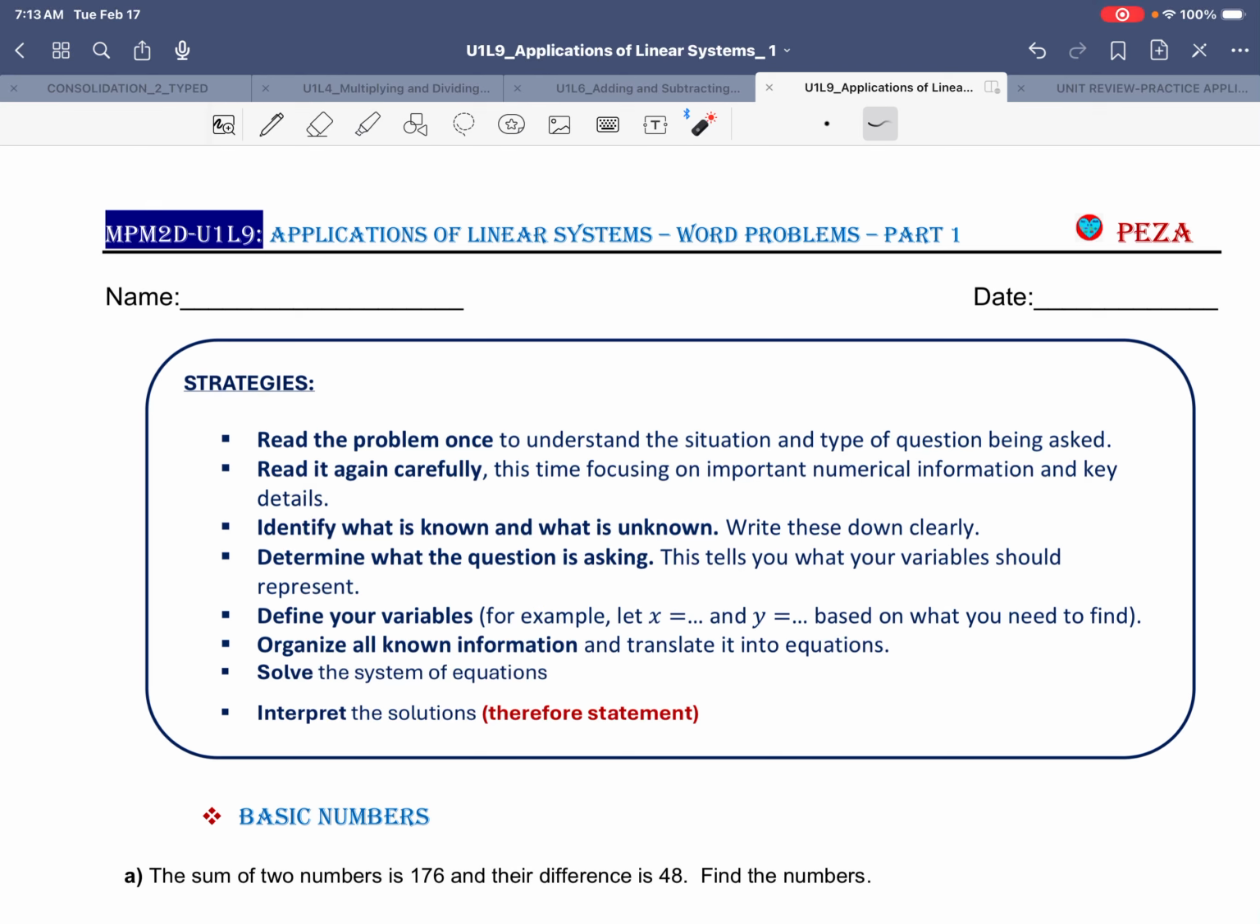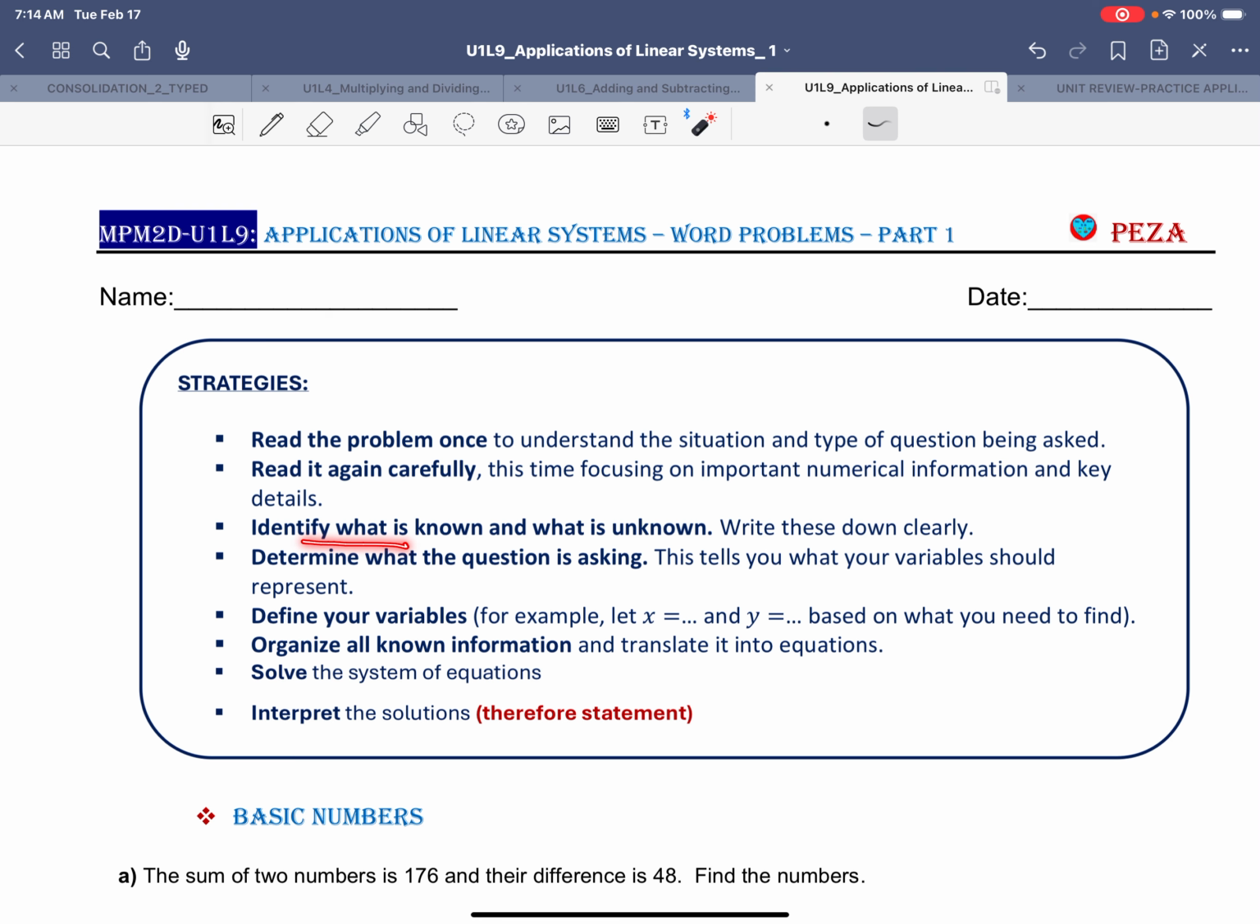Hi everyone, let's work together on some applications of linear systems, or as we call them, the word problems. Now, remember that every word problem tells a story. So the first time you read the problem, you just want to understand what the story is about, the situation type and what kind of questions are being asked. And then read it again carefully, but this time focus on important numerical information. And if possible, try to identify what is known and what is unknown and write this information down clearly.